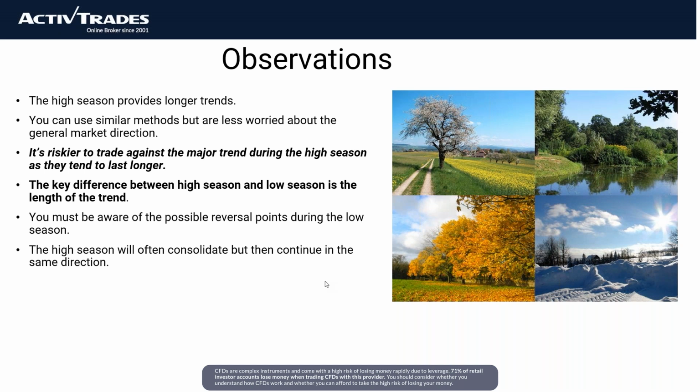And what we generally, as you've seen there yourself, is that one of the key differences between high season and low season is the length of the trend. And not only is it the length of the trend, but also things like where we would see price falter at support and resistance levels in low season. Those particular support and resistance levels are much more likely to break in a high season when there is a strong trend with momentum. So you just need to be aware of that.